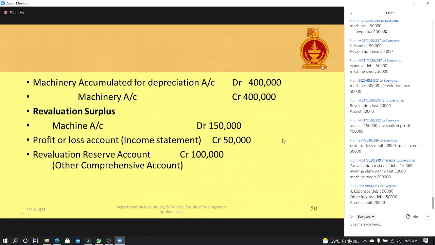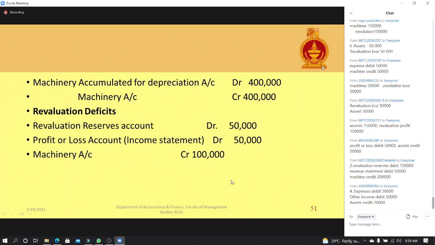Then next one, likewise, the revaluation reserves 50,000 debit, income statement 50,000 debit, and machinery account 100,000 credit. So you can check your answers. I am not going to check. You can understand what is your mistake here by looking at my answers.